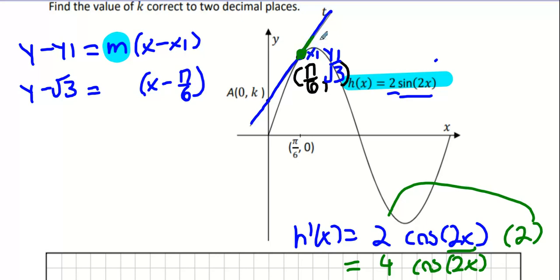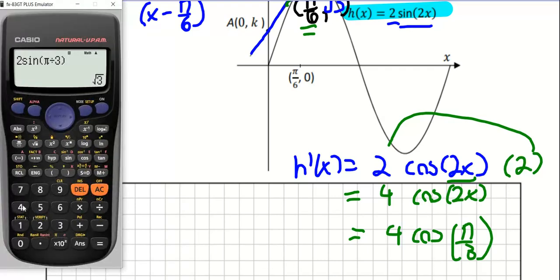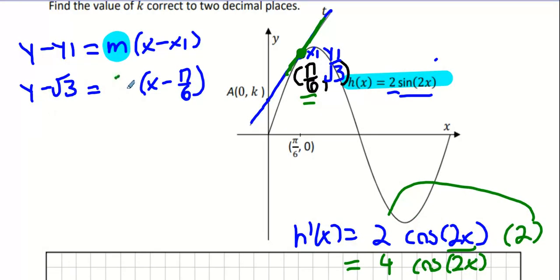Now the deal is that I know the x value I'm looking for is the x value at this line here. x equals pi over 6. So I know the value I need to put in. So it's going to be 4 cos of 2 times pi over 6. And 2 times pi over 6, as we already discussed in detail, is pi over 3. 4 times cos pi over 3. It's a slope of 2. So now we know that this slope is 2.